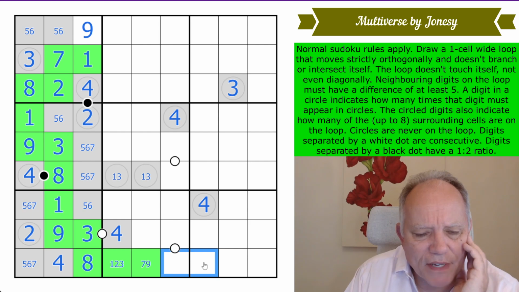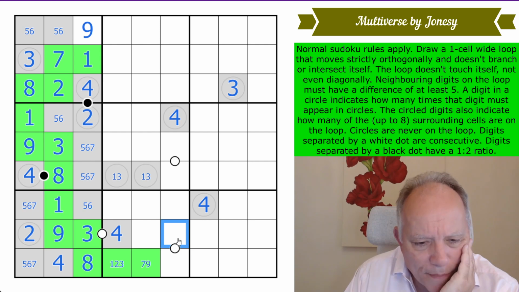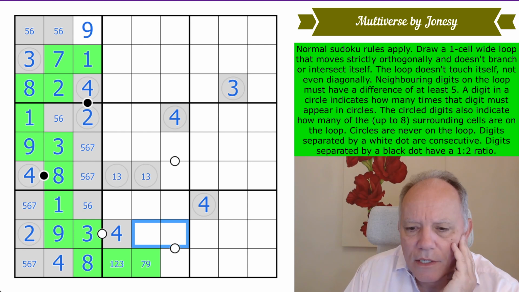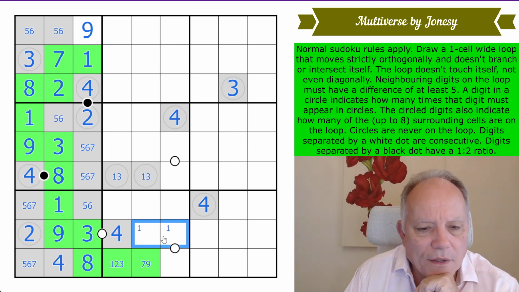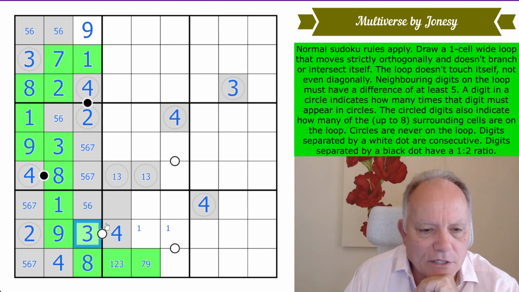Yeah, that's difficult. Because this would be a low digit, not a 4. And that would therefore on the white dot also be a low digit. That would have to be a 1 because it sees 2, 3 and 4 as well. So one of these 2 is a 1. It's not that helpful. Actually now, this cell, it's obviously grey. It's not allowed to touch the loop again there.